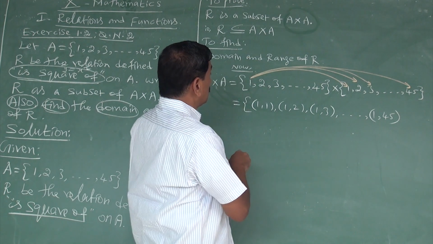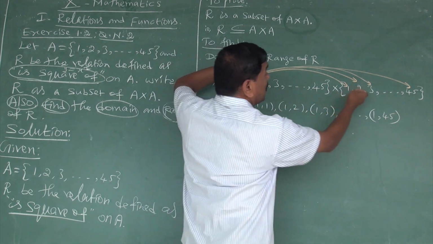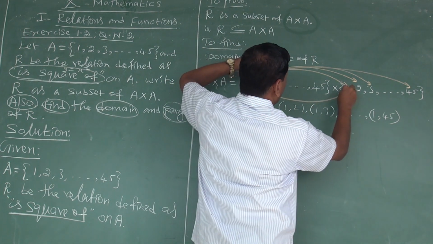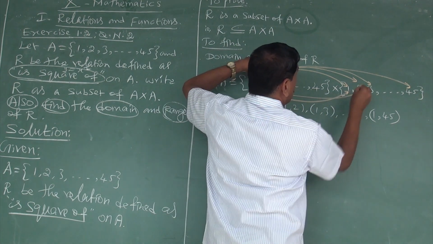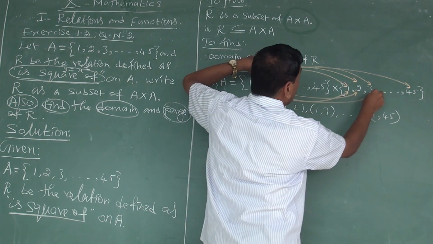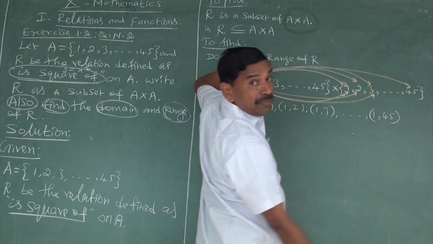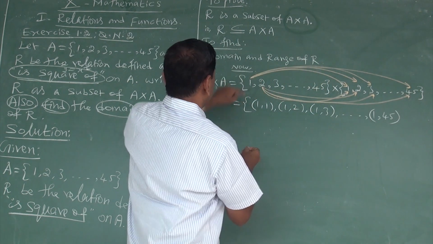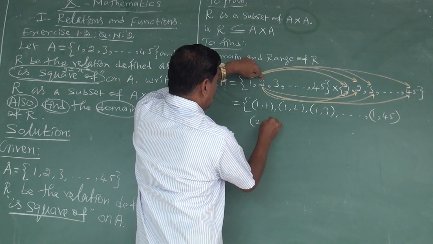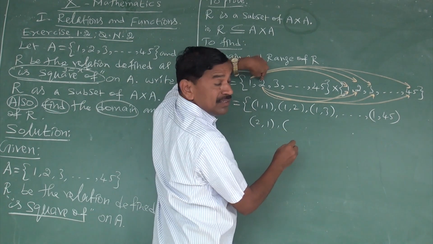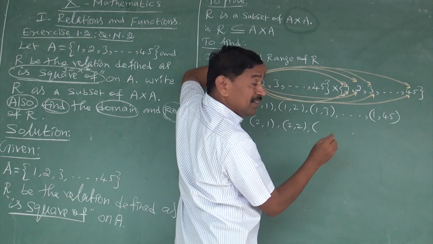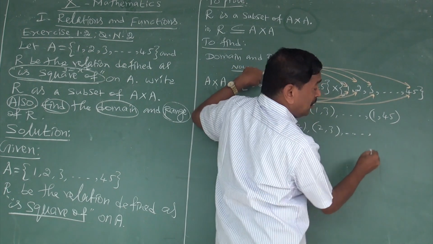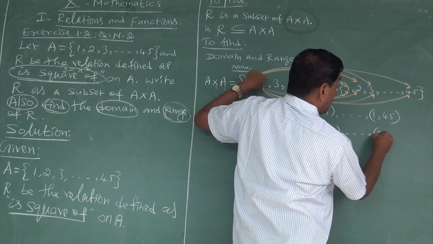The second element is 2. Now taking the second element 2 and pairing with all the elements in the second set: 2 comma 1, 2 comma 2, 2 comma 3, etc., 2 comma 45. Now listen, taking 2: 2 comma 1, 2 comma 2, 2 comma 3, etc., 2 comma 45.